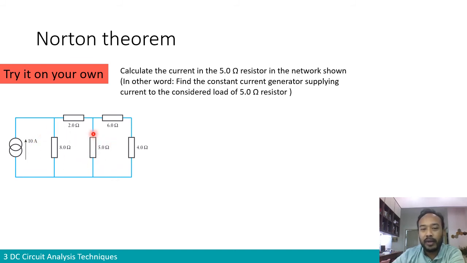So what we do is basically we are going to consider this 5 ohm as the load. Therefore, the rest of the current source and the resistor are going to be considered as one current generator. So in other words, what it asks us to do is find the constant current generator supplying current to the 5 ohm resistor. So for this exercise, try to do it on your own. The answer is in the reference book. You may refer to it later, but please try to do it on your own to make sure that you understand the basic principle behind the Norton theorem to find the equivalent current generator.